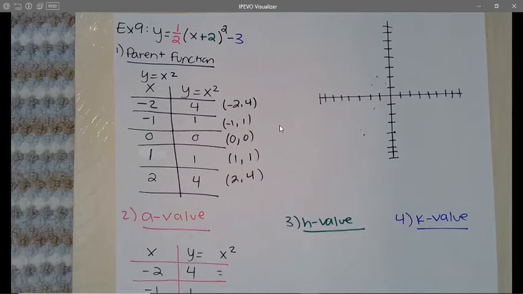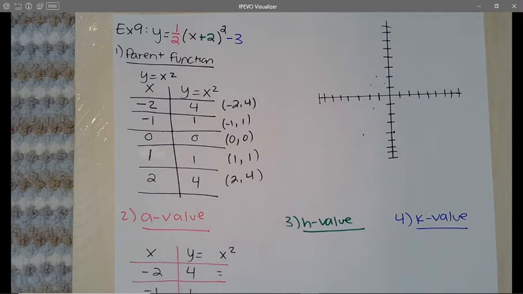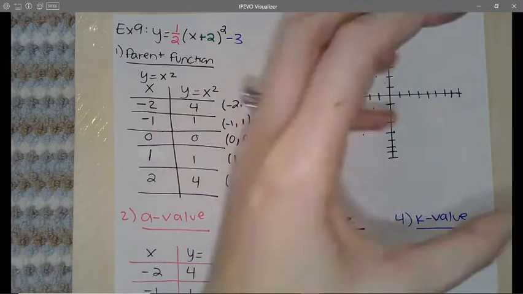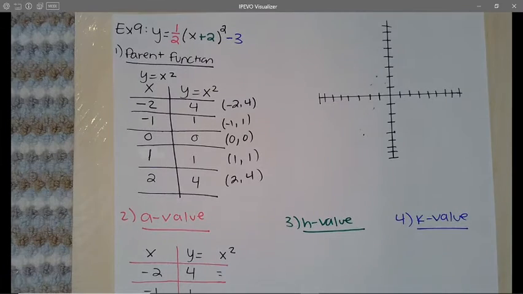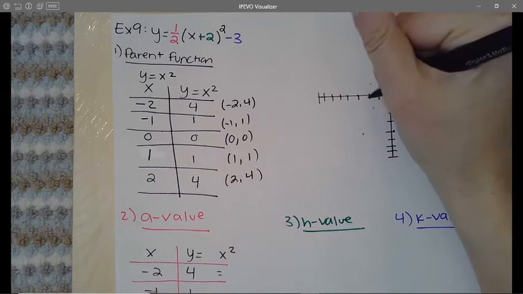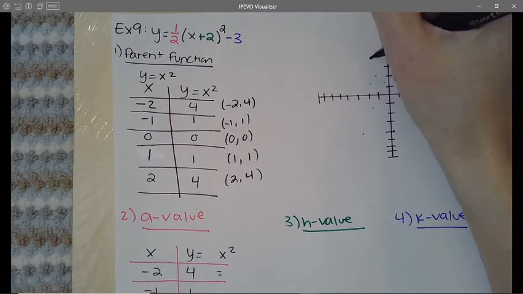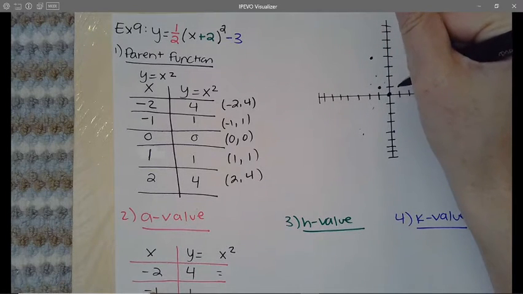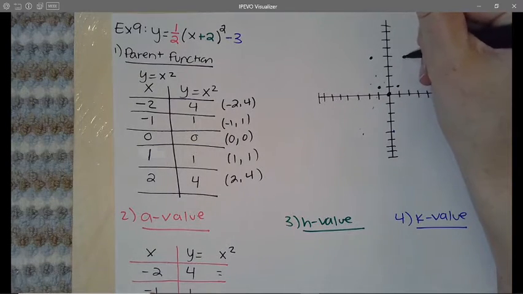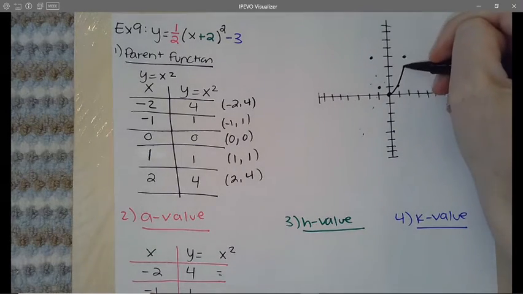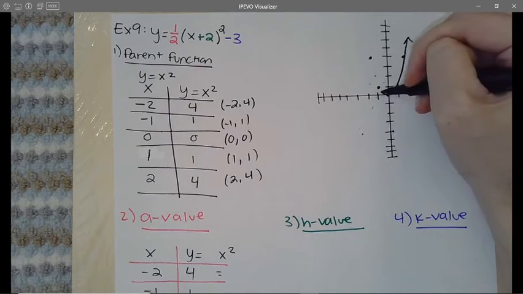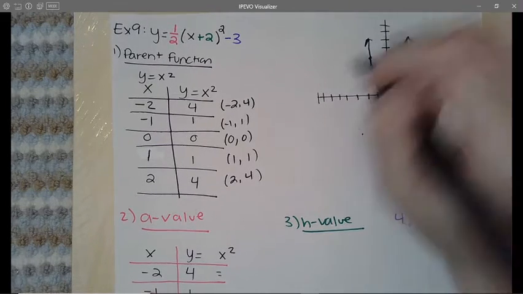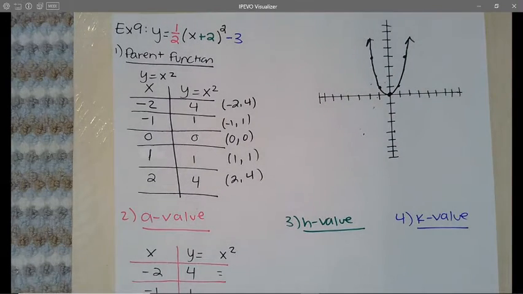Alright, so let's graph the parent function. Remember, you guys, this is always the very first step. So your very first graph will be the same every single time we do this. Okay, so I have the point -2, 4, -1, 1, 0, 0, 1, 1, and 2, 4. There we go, our lovely U-shaped graph, which is called a parabola. And yes, I hit all my points, so we're already off to a good start.